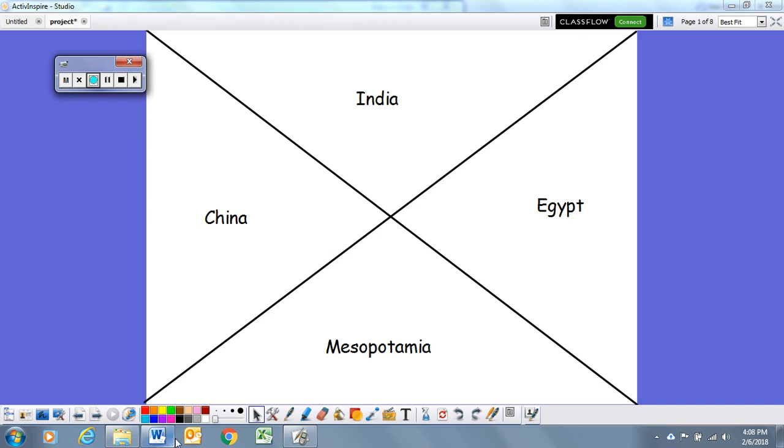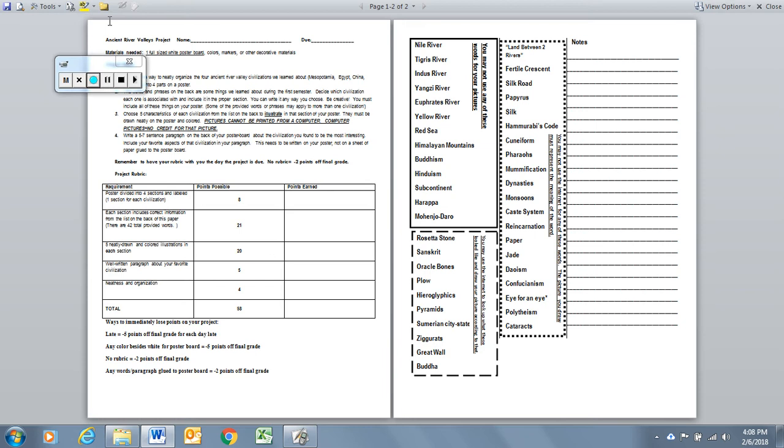What you missed yesterday was me going over the explanation of your next poster projects. Right now, please write your name and the due date, which is February 20th, right on the top of your blue paper. My paper is white, yours is blue, but yours should look similar to this, just on blue paper. So go ahead, write your name, February 20th, at the top.